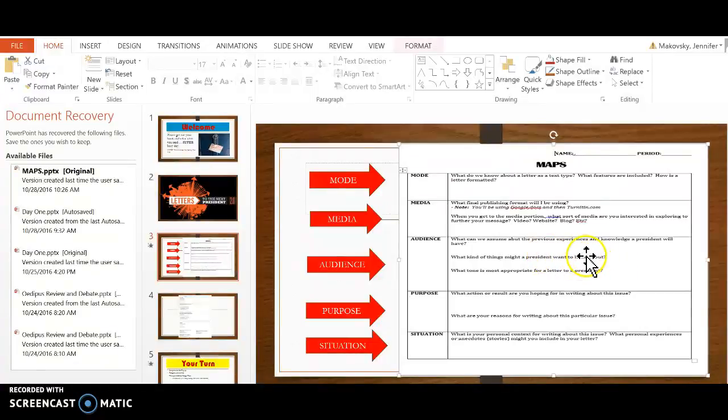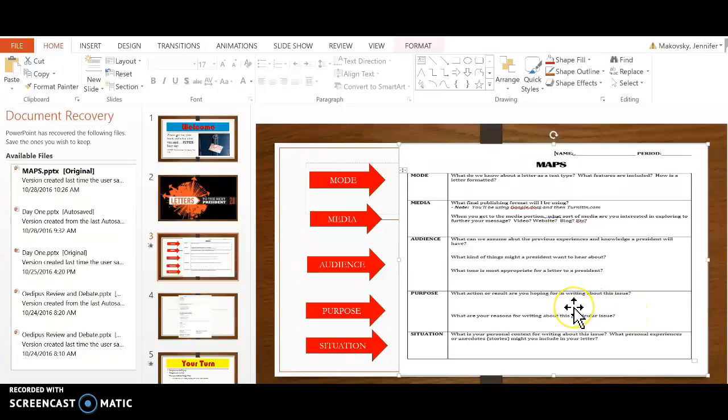So here are some questions that I want you to answer. What can we assume about the previous experiences and knowledge a president will have? Okay, so I just want your thoughts on that. What can we as an audience assume that they know about your topic? What kind of things might a president want to hear about? And what tone is most appropriate for a letter to a president? And I believe that you can answer those. I want to kind of pick your brain on that one, see what you think.